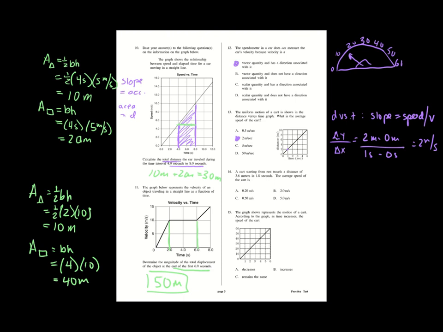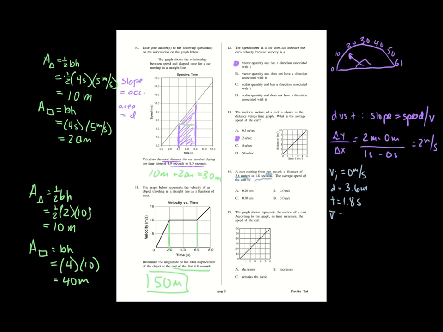Alright, number 14. A car starting from rest. So keyword rest. Starting from rest. VI is 0 meters per second. Travels a distance of 3.6 meters. Meters is the unit. In 1.8 seconds. So seconds means time. The average speed of the cart is what?